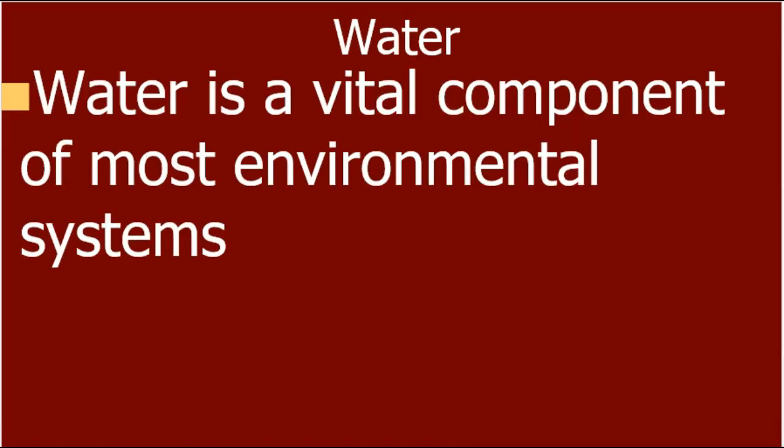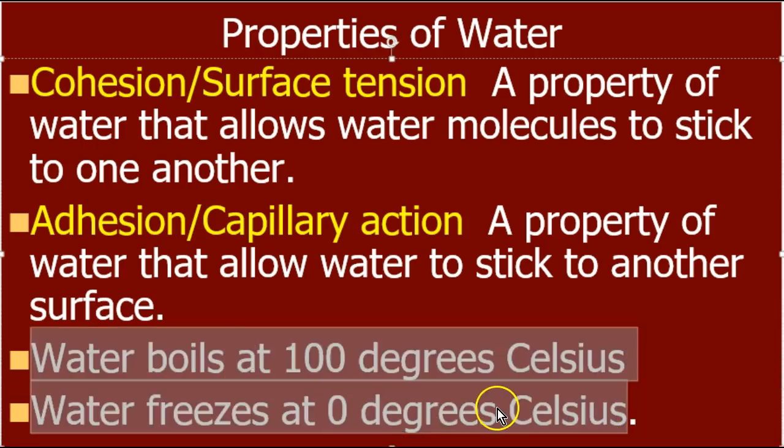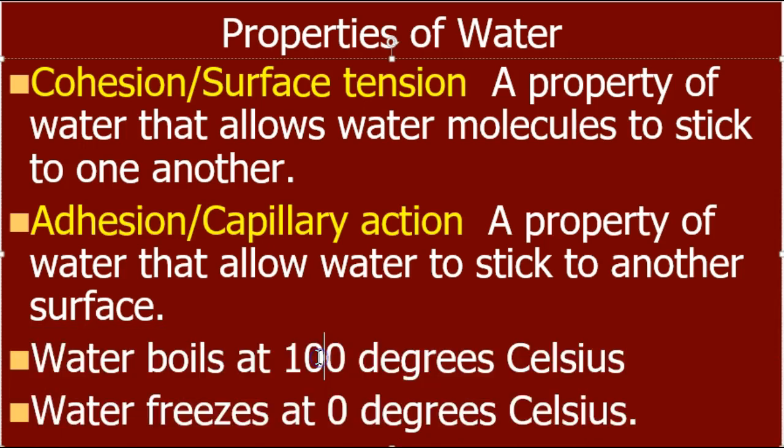Now, this one comes to like, oh, well, no duh. Water is a vital component in most environmental systems. Like desert, it's still important, but there are other factors there. But again, understand water is very important. There are some properties of water that you're going to need to know, just some very general ones. These down here, assuming it's on Earth: water is going to boil at 100 degrees Celsius and water will freeze at 0 degrees Celsius.